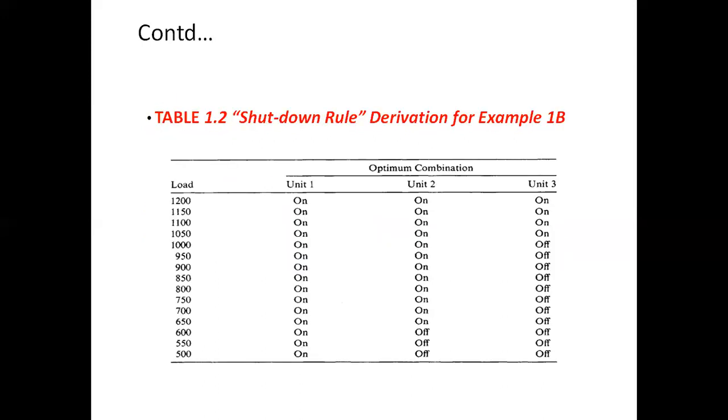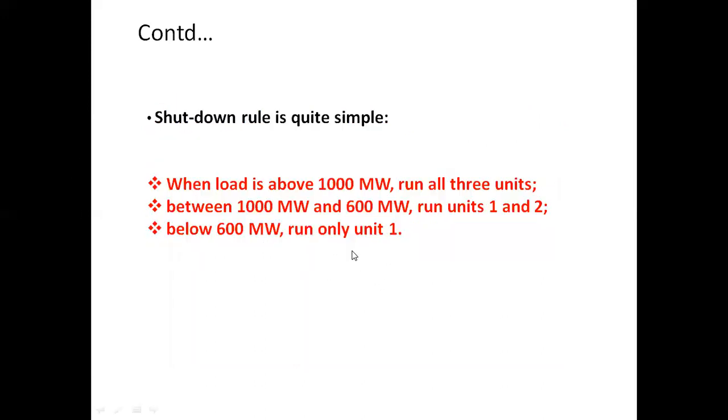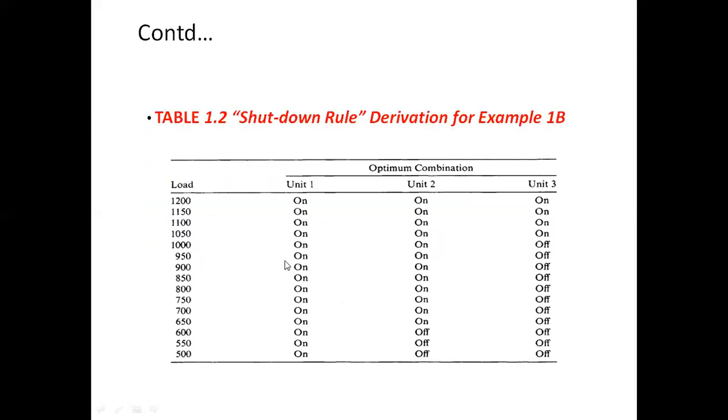From the table we have seen that we are moving from 1200 to 500 megawatt in steps of 50 megawatt, and it is seen that at 1000 megawatt, unit 3 is off. When the load is 600 megawatt, only unit 1 is running. This portion is very important.